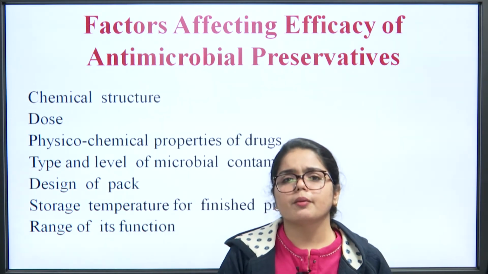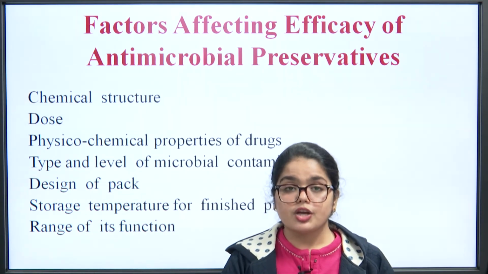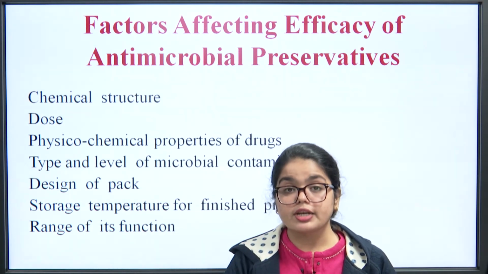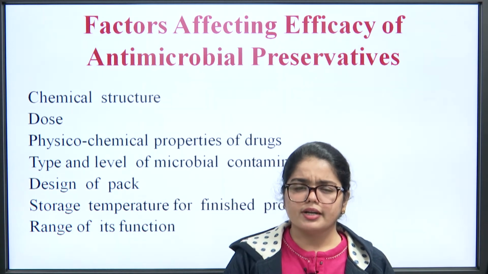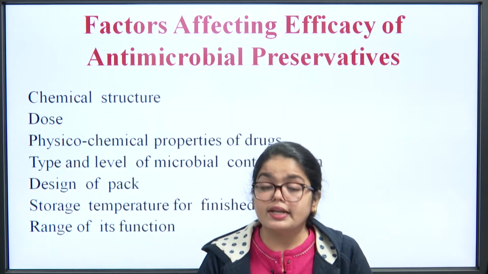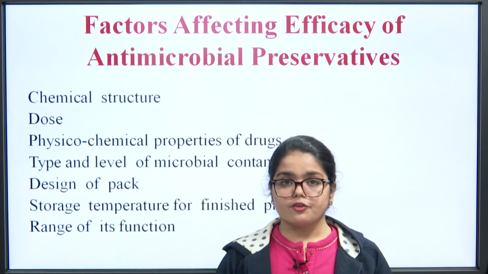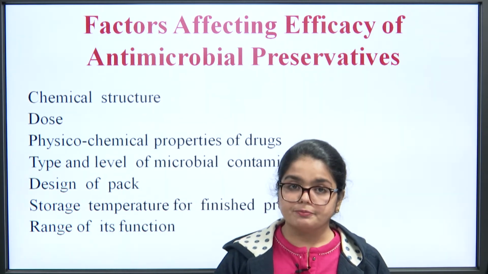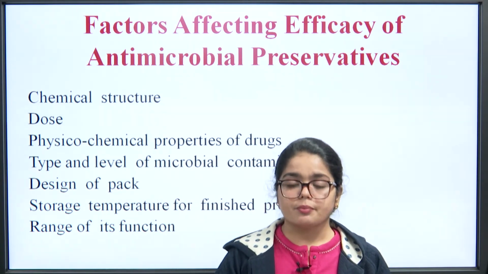The microbial contamination could be from different microbes like gram positive, gram negative, fungi, mold, viruses, algae. What is the type of microbial contamination? And level. Level means what is the range, like if it is slight microbial contamination or if it is high microbial contamination. Then the design of pack. Design of pack refers to whether it is a strip of tablets, or a multi-dose container, like different tablets placed in a particular bottle or something.